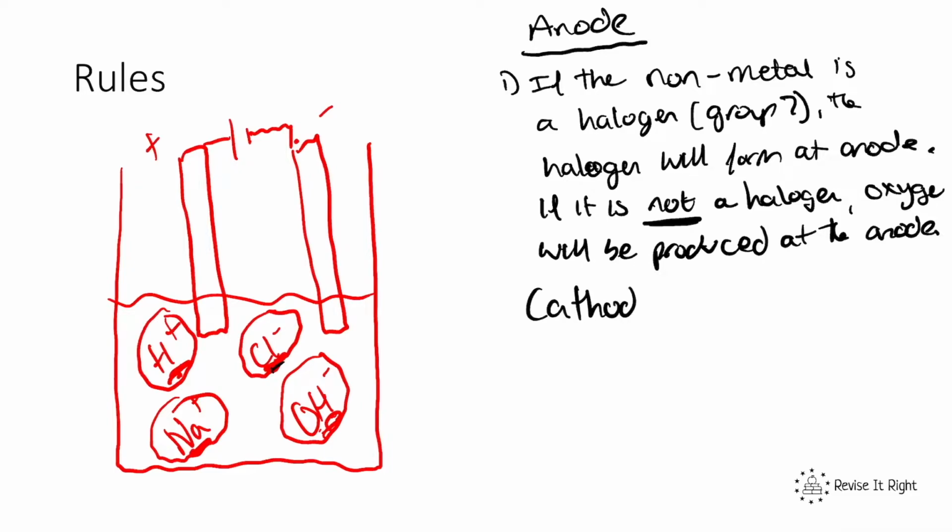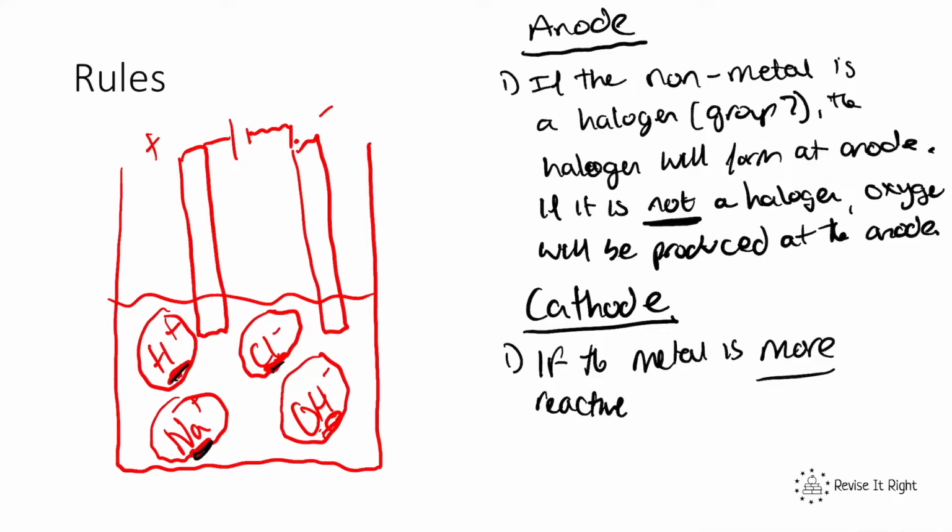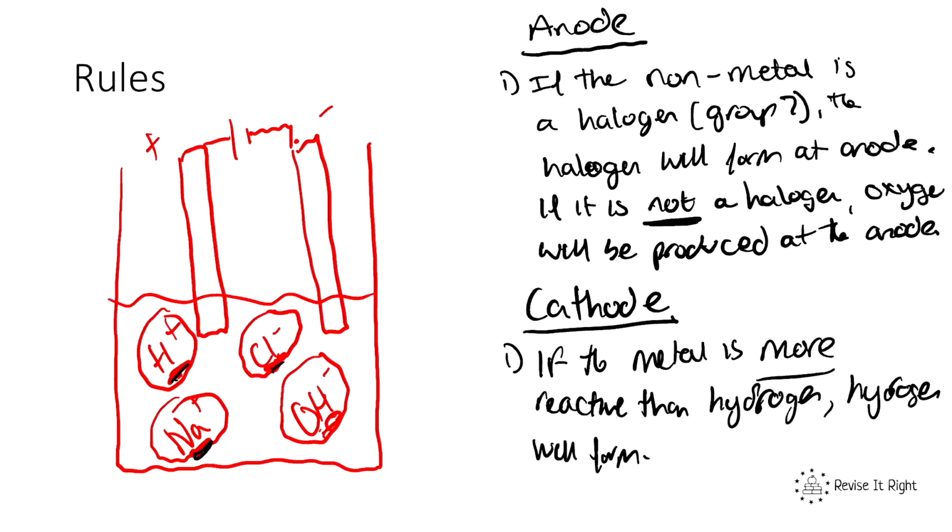Now there's also a rule for our cathode to tell us which positive ion will form. Okay, so the rule that we need to be aware of: if the metal, so the positive ion, is more reactive than hydrogen, hydrogen will form. If it is less reactive, then the metal will form at the cathode. And again, another long rule to get your head around, but I'm going to apply it now.